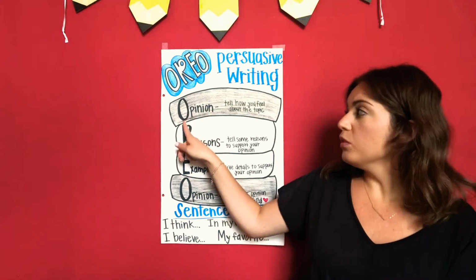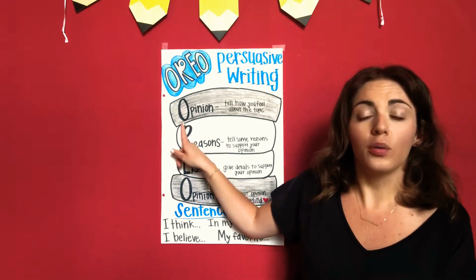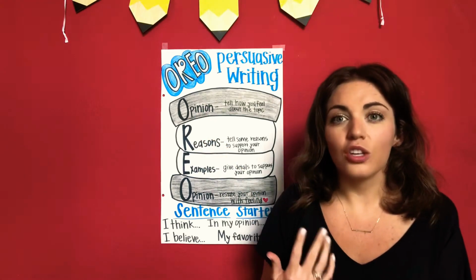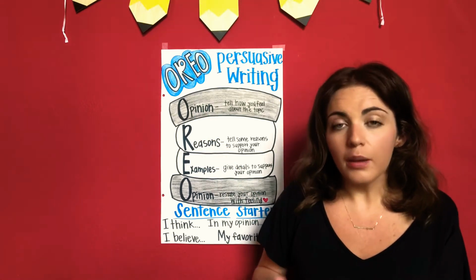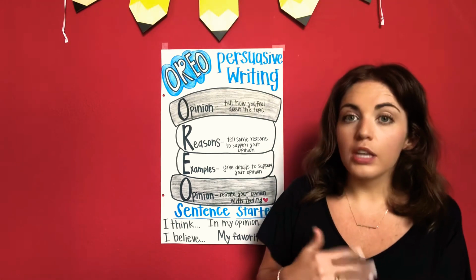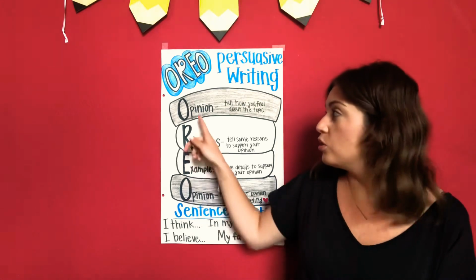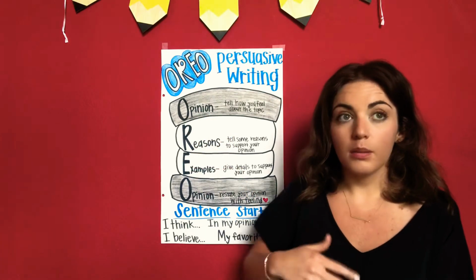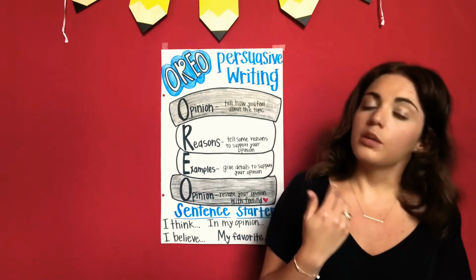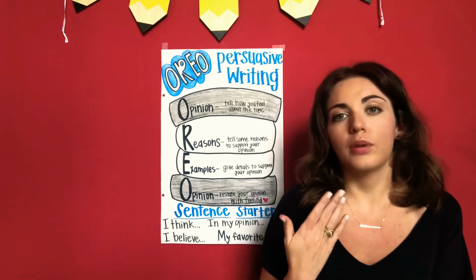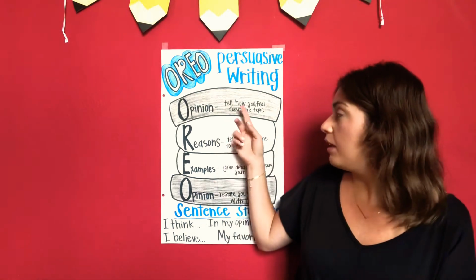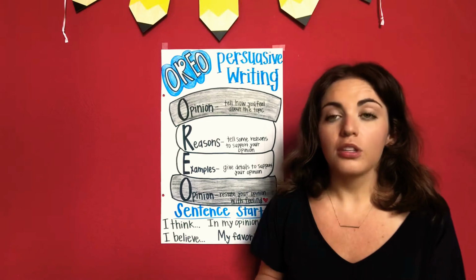So the first letter in Oreo is O, and O stands for opinion. And what that means is that you tell how you feel about the topic or how you feel about what you're writing about. So last week you guys wrote about your favorite animal. So your opinion was, my favorite animal is a, and I know a lot of you guys wrote that it was a cat or a dog, or we had someone write a zebra, a unicorn. So that's your opinion. You're telling everyone how you feel about the topic.